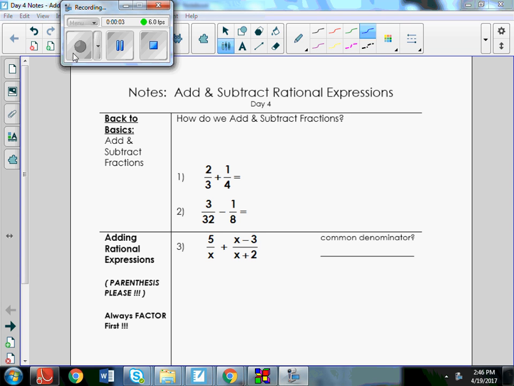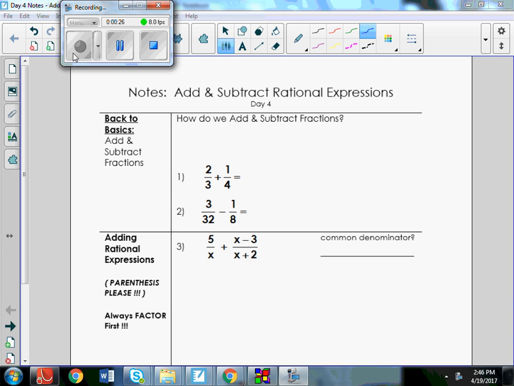All right, so today y'all are going to learn how to add and subtract rational expressions. Yesterday you learned how to multiply and divide. When you multiply and divide fractions, it's totally different. When you multiply fractions, how do you multiply them? Top to top, bottom to bottom, straight across.